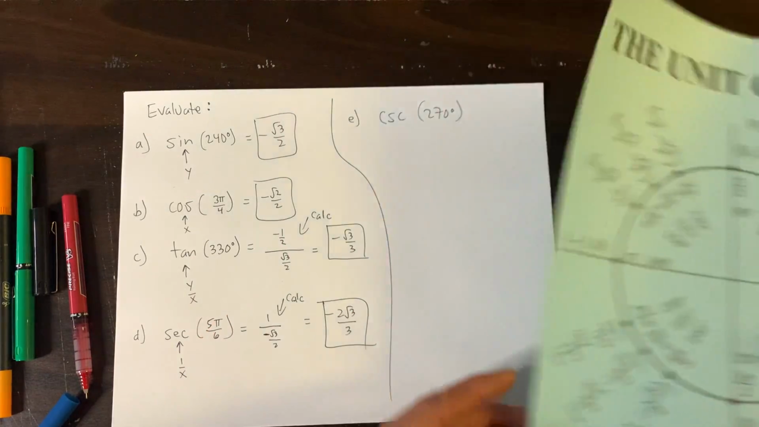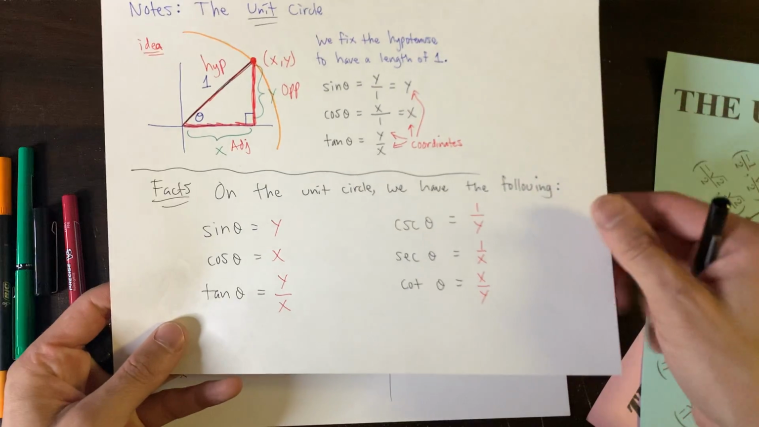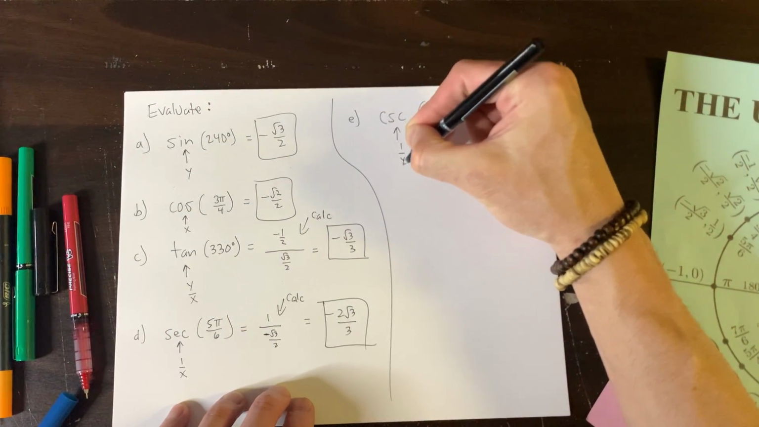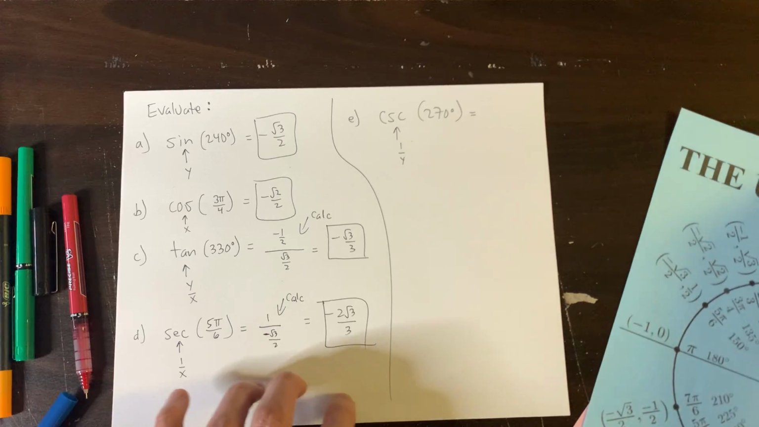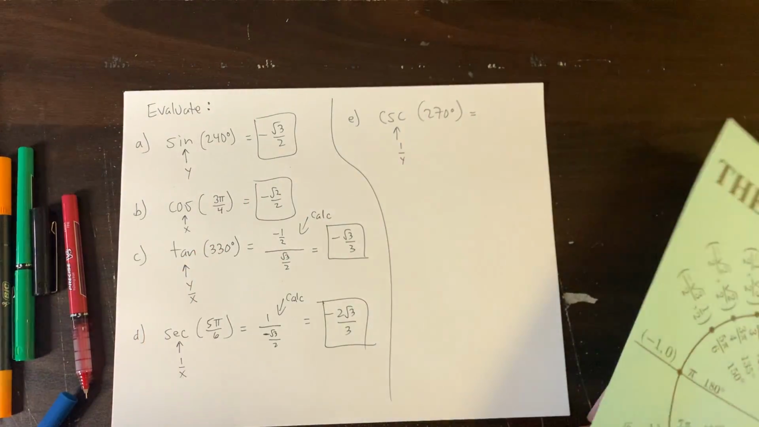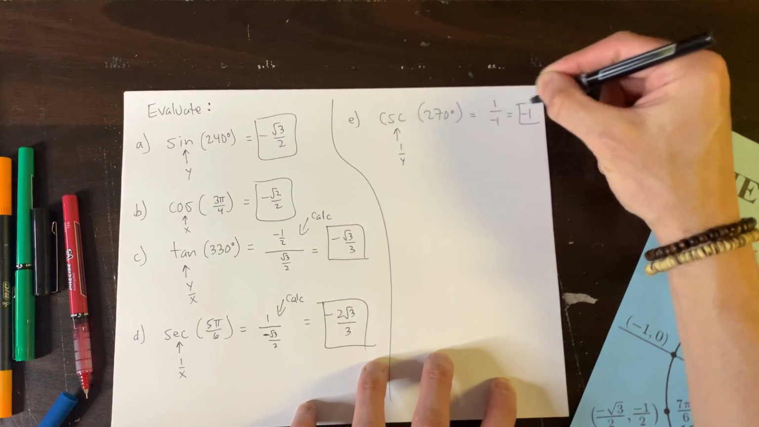Those are the coordinates. Now, what did they want? They wanted cosecant. Let's see, I already forgot. Cosecant is 1 over y. So cosecant is 1 over the y. Well, what was the y coordinate there? The y coordinate was negative 1. So 1 over the y coordinate, well, that would just be negative 1.